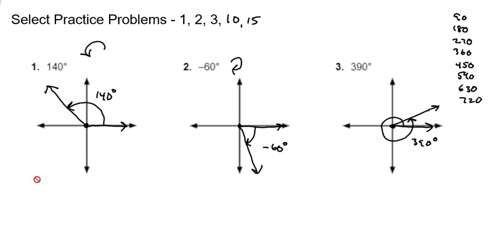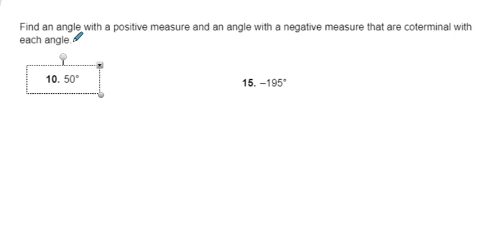Okay, let's look at these last two. It says find an angle with positive measure and an angle with a negative measure that are coterminal with each angle. Now, when I do problems like this, I tend to like to draw just kind of what I have. And I just do that because for me, it helps keep me organized.